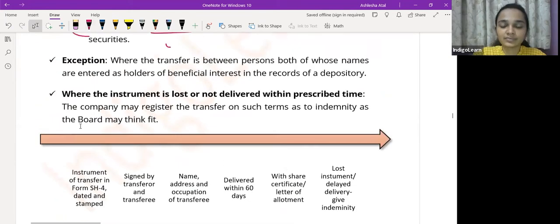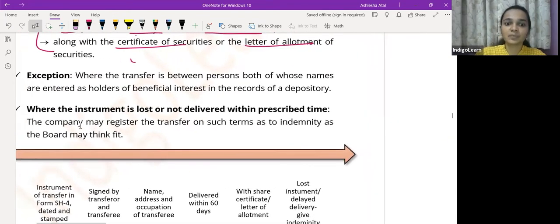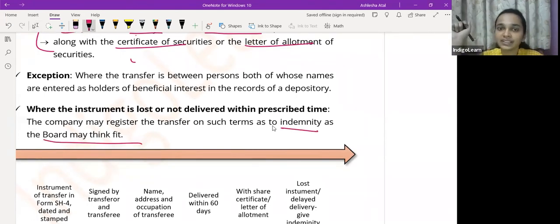So यहाँ पे वही दिया गया है that the company may register transfer on such terms so as to indemnify, as the board may think fit. So board, if they are of the opinion कि we can register this transfer, the transfer, yes, both transferor and transferee need to sign, but this is an exceptional situation जहाँ पे transfer deed गुम गई है या फिर there's a delayed delivery.